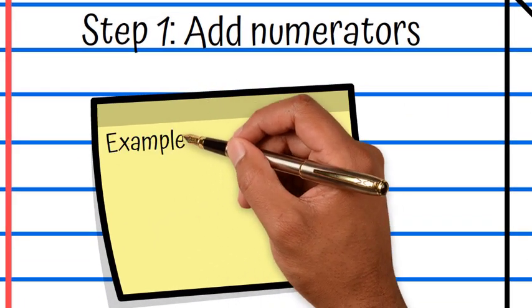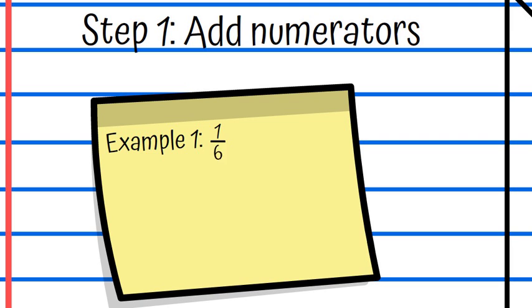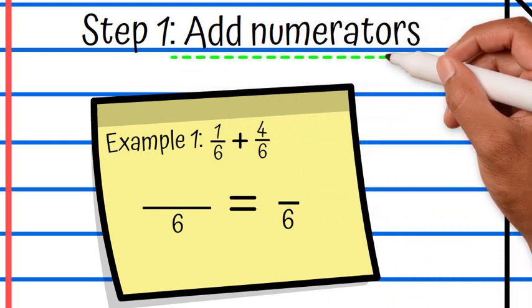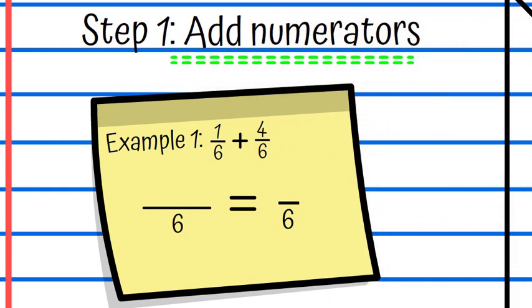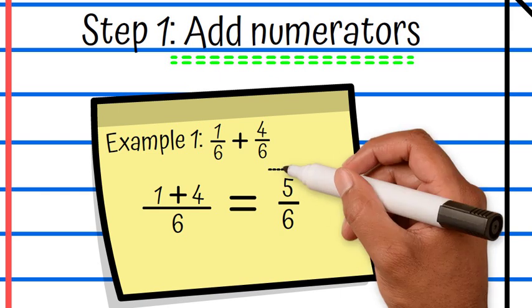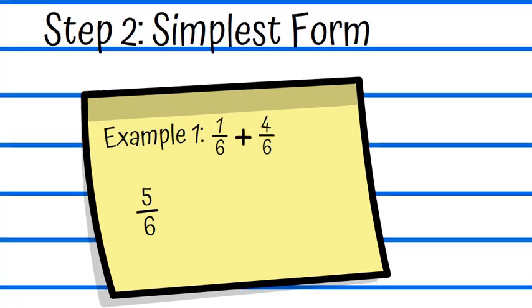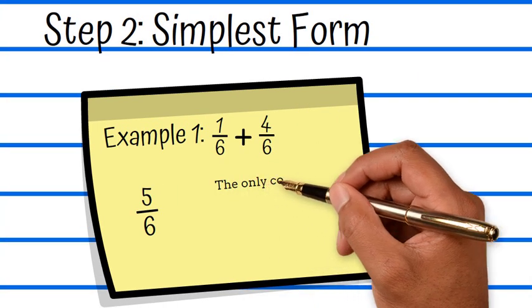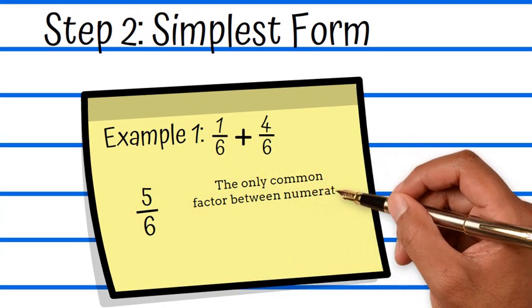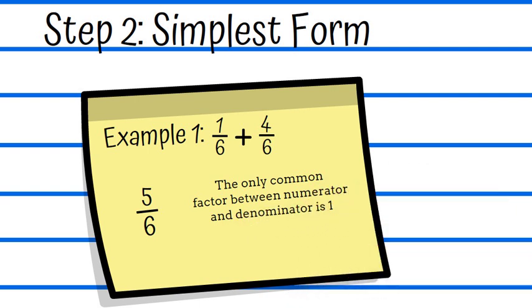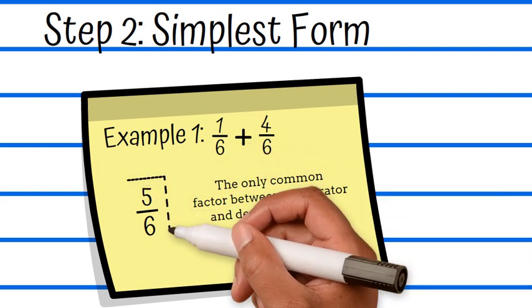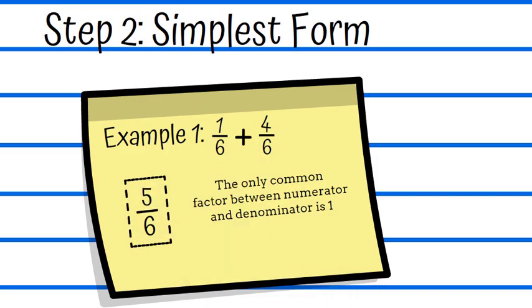In our first example, we need to add 1 over 6 and 4 over 6. Since the denominators are equal to each other, we can add the fractions by adding the numerators together. So 1 plus 4 is equal to 5. Therefore, the answer is 5/6. This fraction is already in its simplest form, since the only common factor between the numerator and denominator is 1. Therefore, the final answer of 1 over 6 plus 4 over 6 is 5/6.